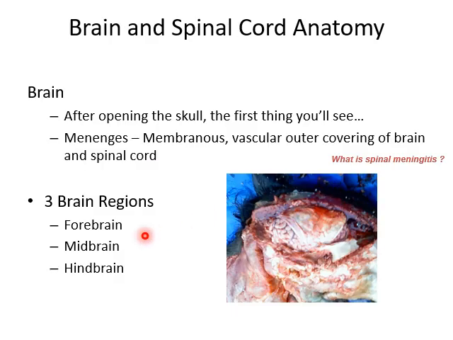So if we had done a different way of opening our skull in our dissection, where we kind of sawed around and then took a lid off, we'd see these membranous outer coverings of the brain and spinal cord. These are the meninges. So it's kind of that tissue there. We didn't really look at that too much when we were doing our dissection. And then underneath that layer, you have three regions, as we mentioned: the forebrain, the midbrain, and the hindbrain.